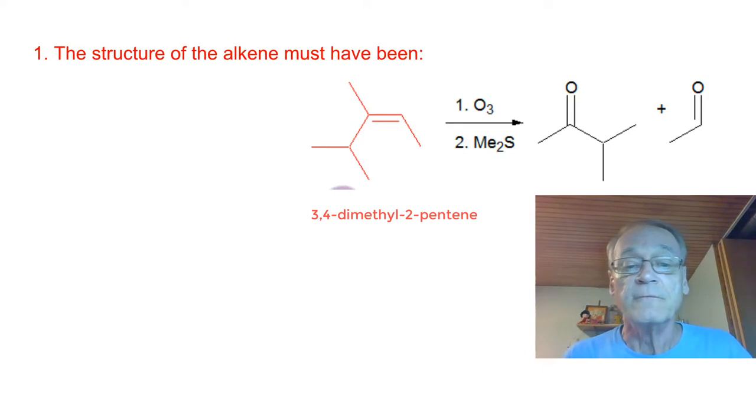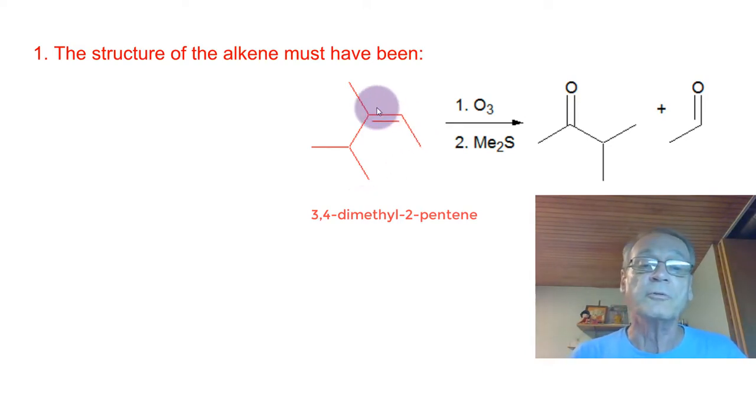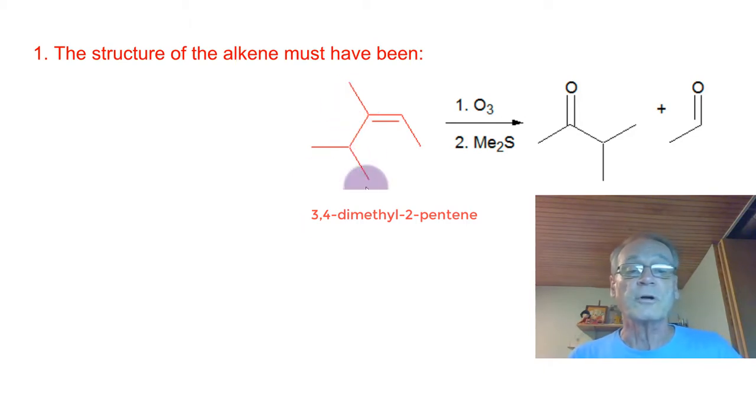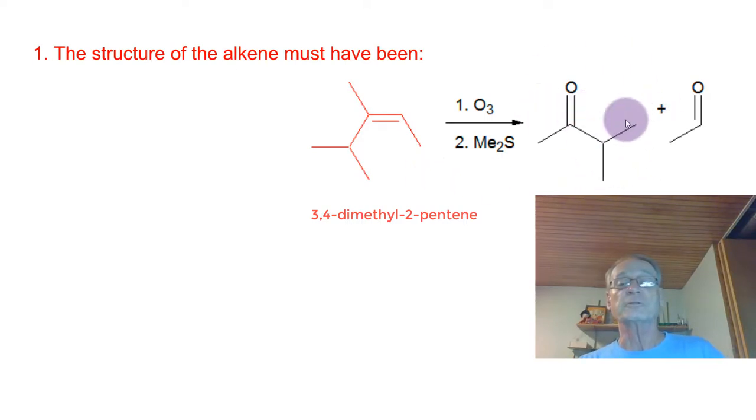So that's 3,4-dimethyl 2-pentene. So 1, 2, 3, 4, 5 carbons, double bond between carbons 2 and 3, so it's 2-pentene, and then 2 methyl groups at carbons 3 and 4, so 3,4-dimethyl 2-pentene. That might be a quiz question. If I gave you these two products, could you tell me what the original alkene was?